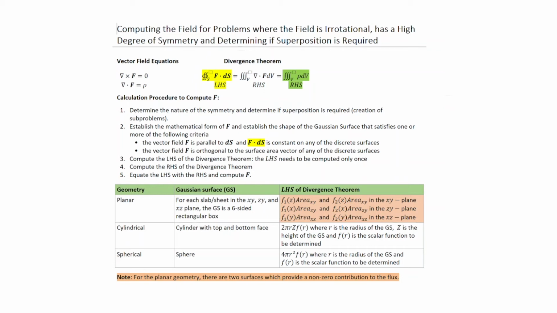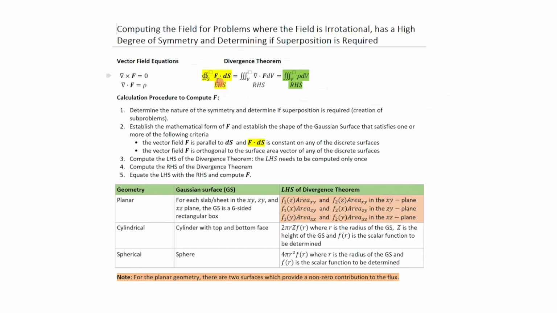So in this case, with an irrotational field and symmetry, we have the vector field equations, curl F equals 0 and divergence F equals rho. And the divergence theorem, we've mentioned before, has a left-hand side involving a calculation over a closed surface and a calculation over a volume. And so we are given what rho is, and so we can compute the right-hand side.